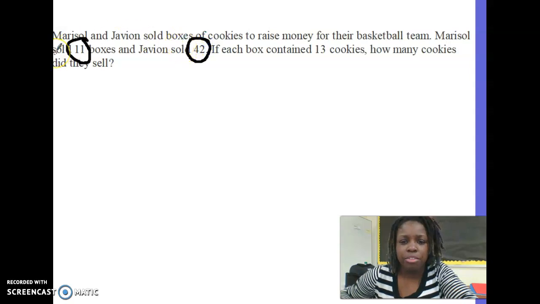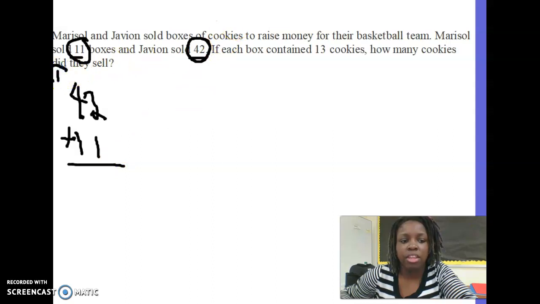All right, what do you think I would do with this first sentence? Marisol sold 11 boxes and Javion sold 42. What will I have to do first? Good, I'll have to add these up first. So I'm going to add up 42 plus 11 boxes. That's my first step. I'm not going to solve it. I'm going to keep going though. I just know that's my first step.